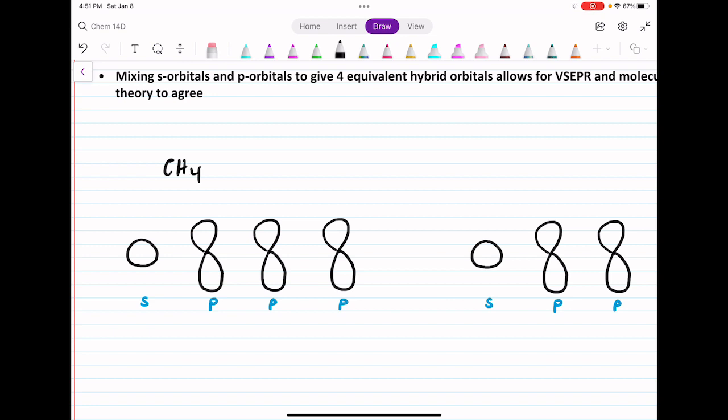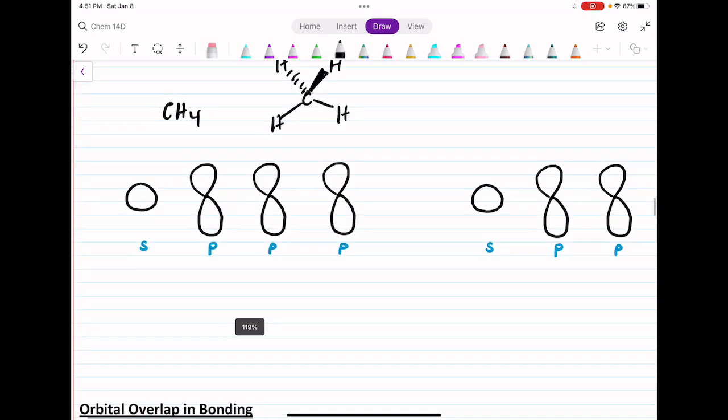CH4: carbon has a steric number of 4, so we know that's a tetrahedral molecular geometry. So we have carbon in the middle, 2 hydrogens here, one coming out at us, and one going back into the plane of the paper. We know that to be true based on what we've seen in the lab. And if we think about how we would use pure s and p orbitals to get that arrangement, it's not entirely clear how we would do that.